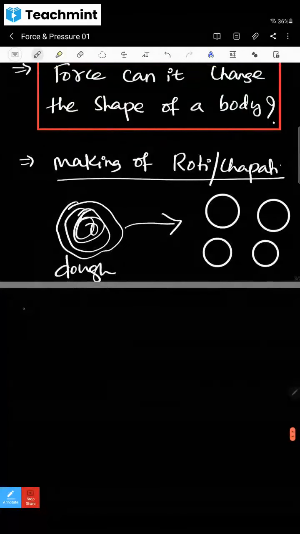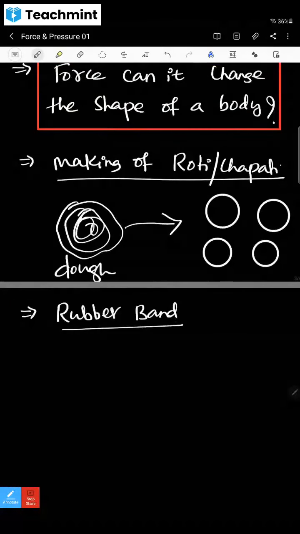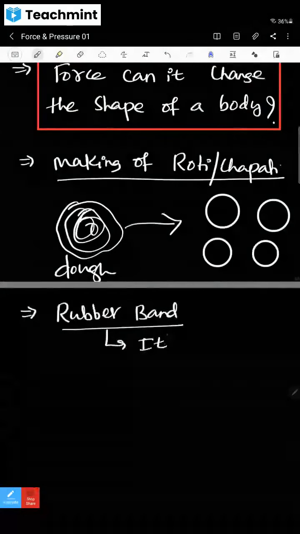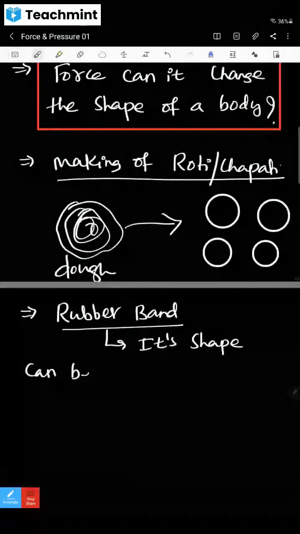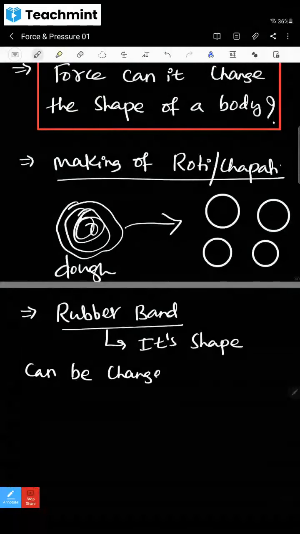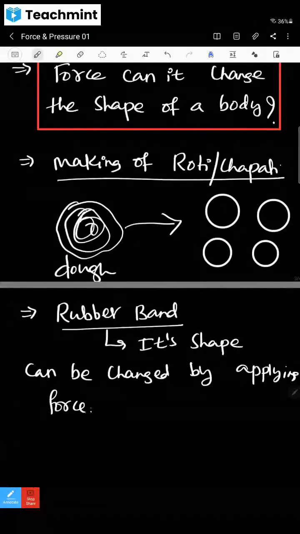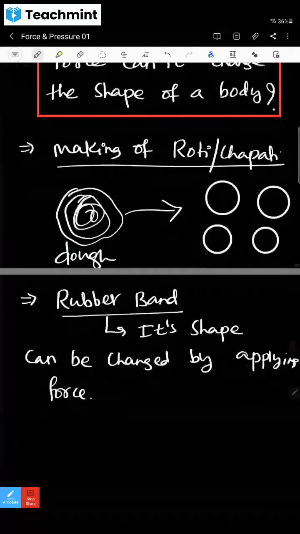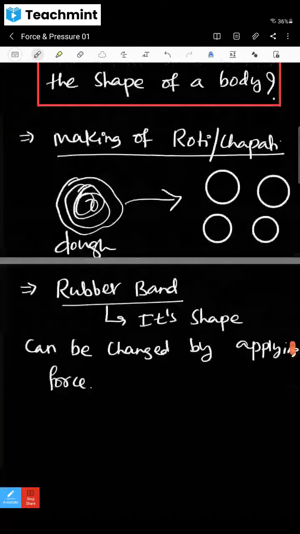Now I have a rubber band here. You can change its shape, no? Its shape can be changed by applying force, correct? Clear, dear children? Is it clear, whatever I have explained? Yes, sir.